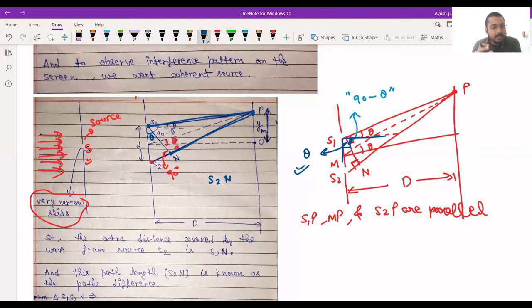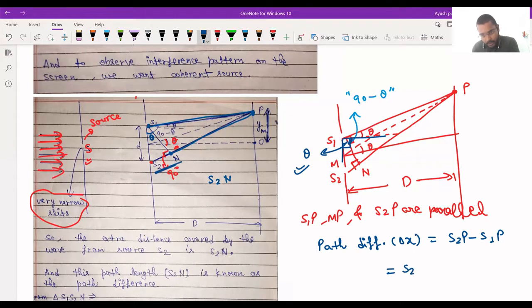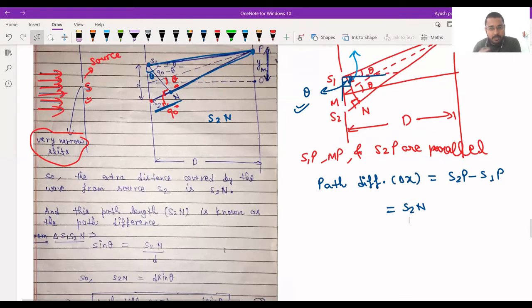That extra distance means that extra path difference, the extra path the ray from source S2 has traveled, right? So what will be the path difference between rays S1P and S2P? That is delta X, and I can write it like this: S2P minus S1P. If I subtract S1P from S2P, what will be left? We will be left with S2N, right? So this will be the path difference. Now let's see how much path difference this will be.